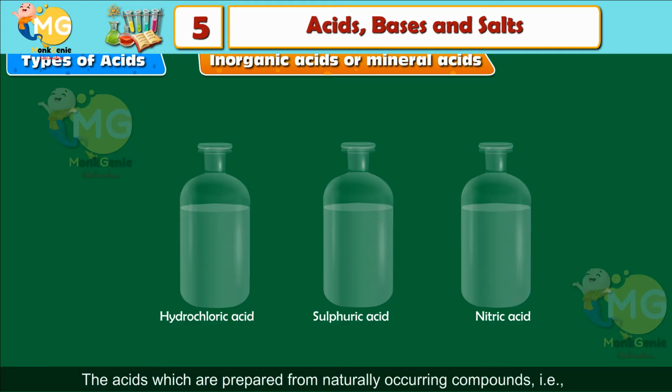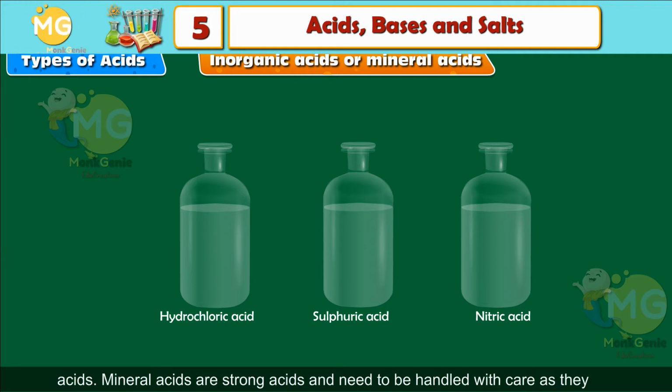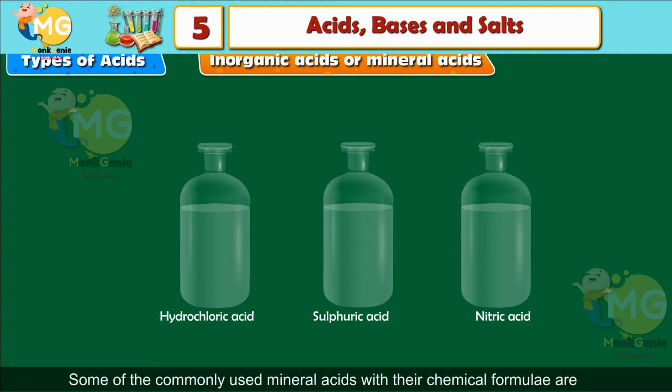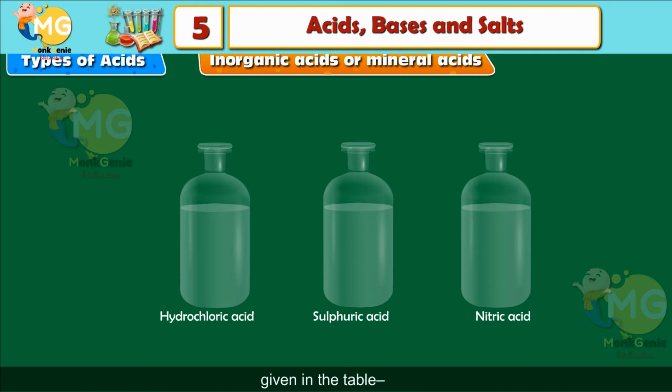The acids which are prepared from naturally occurring compounds, that is minerals, in laboratories or industries, are called inorganic acids or mineral acids. Mineral acids are strong acids and need to be handled with care as they can burn our skin and clothes. Some of the commonly used mineral acids with their chemical formulae are given in the table.